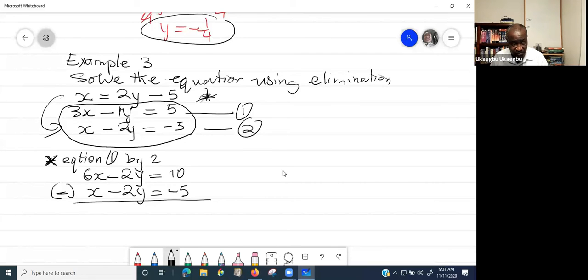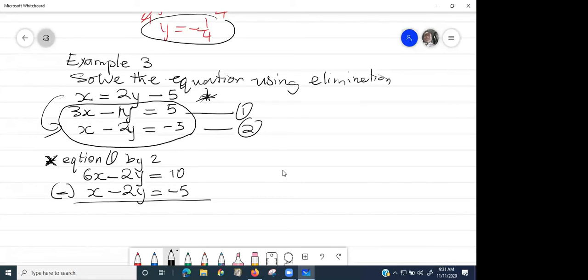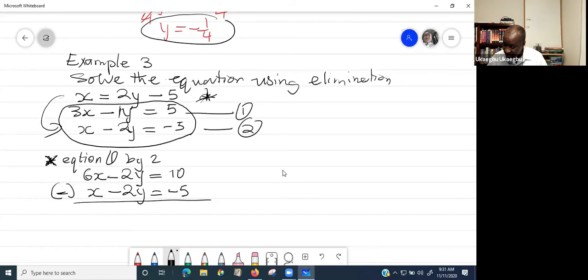I have a question. Yes. Why did you multiply equation one by two? I wanted to make sure that the coefficient of y is the same. Okay. If you had picked equation two, I would have multiplied by three, because that's the only thing that will make the coefficient of x the same on both equations. Okay, so let's move on.